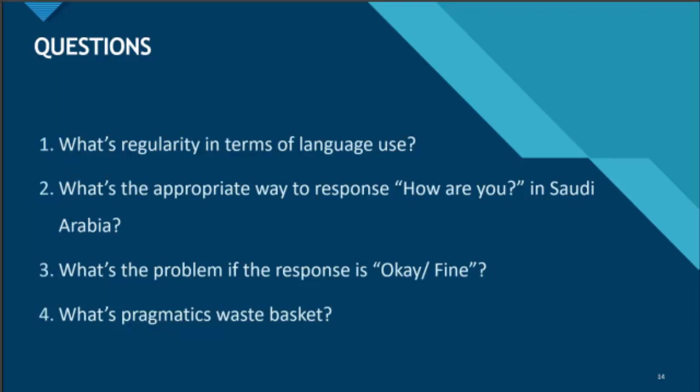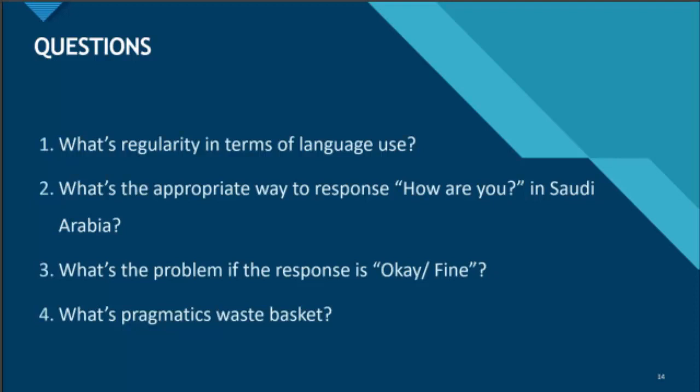Now, come to the second question, as an example to show you what is not normal in one group compared with others. What is the appropriate way to respond to "How are you?" in Saudi Arabia? Yes, teacher. The answer would be "Praise to God." Not like us, we often answer "okay" or "fine," but people there answer "Praise to God." That's it. Praise to God is the correct answer.